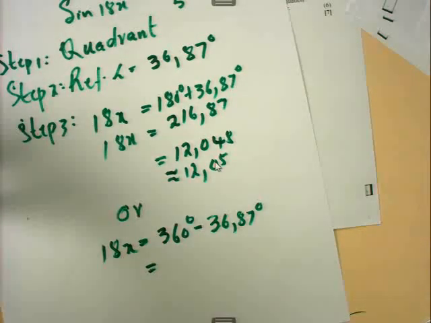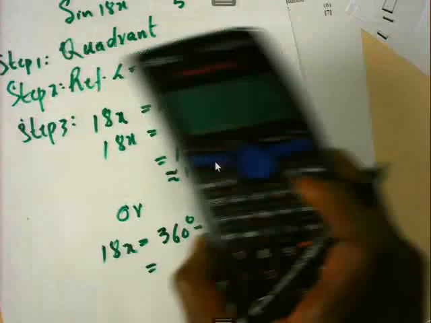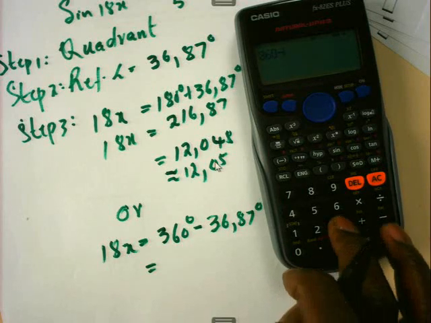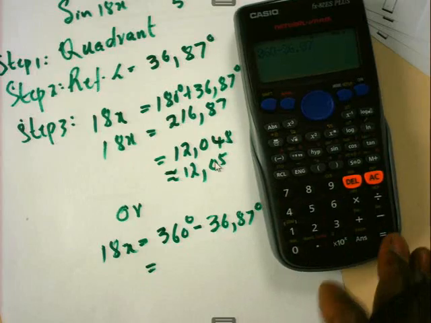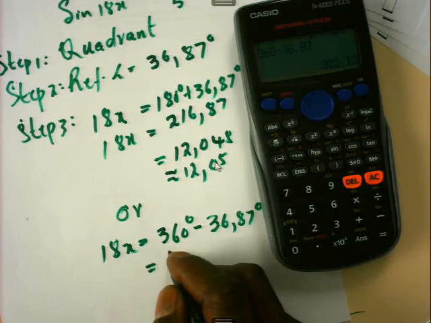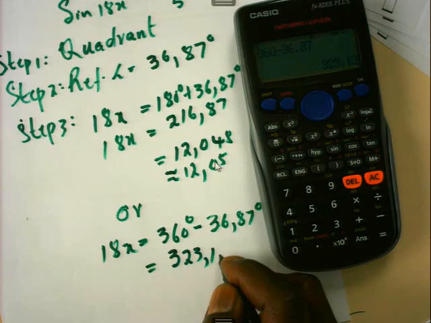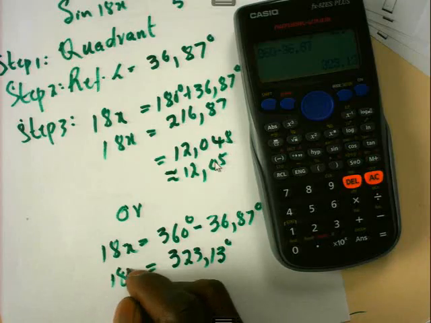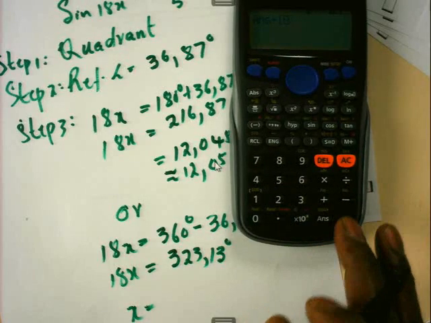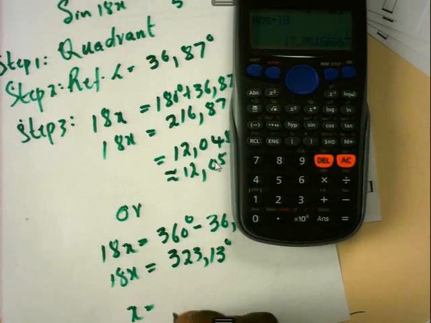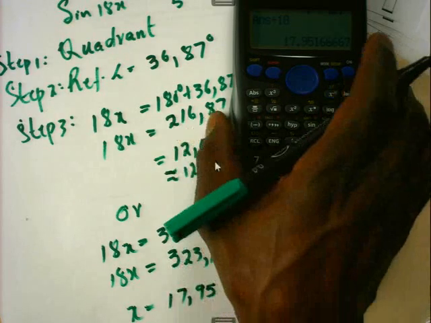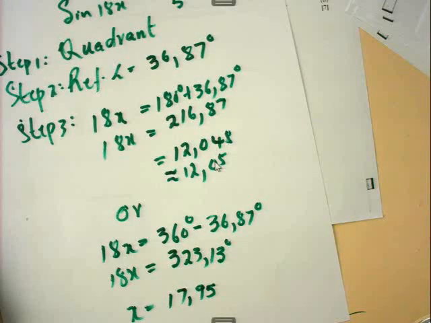Now let's simplify that. We've got 360 degrees. We take our calculator, 360 degrees minus 36.87, and we get, there's a fraction, then we press SD, then we get 323.13 degrees, that is 18x. If we want x, we must divide both sides by 18, and then we get 17.95.